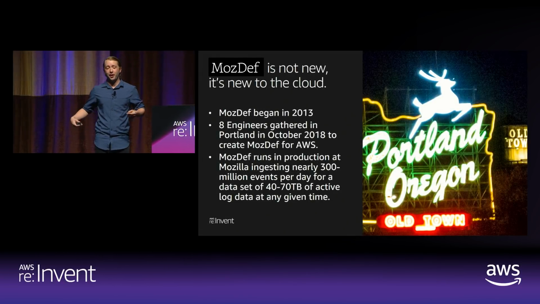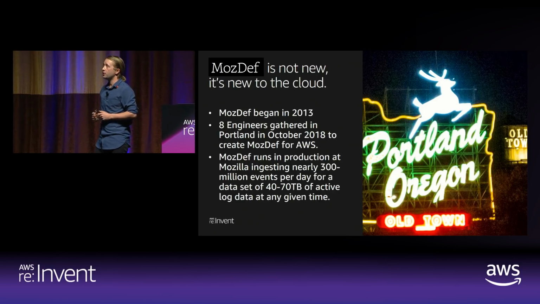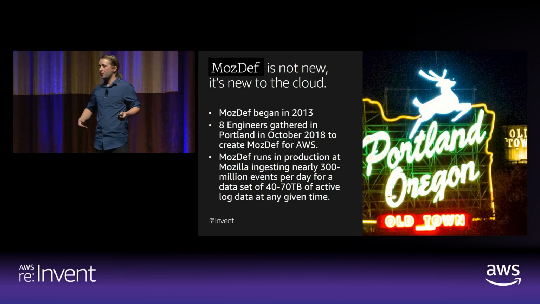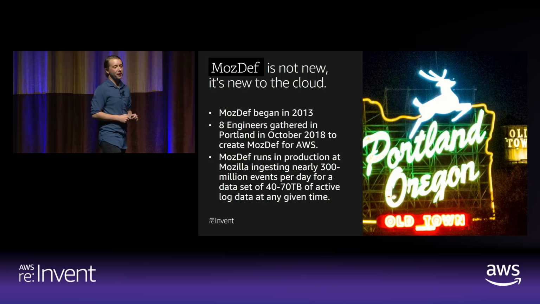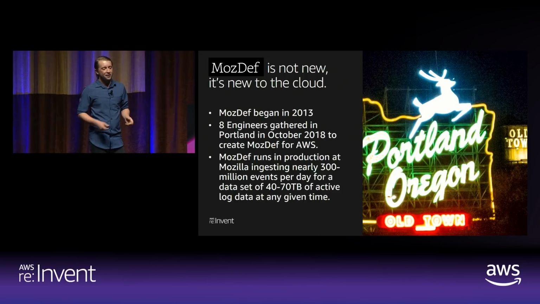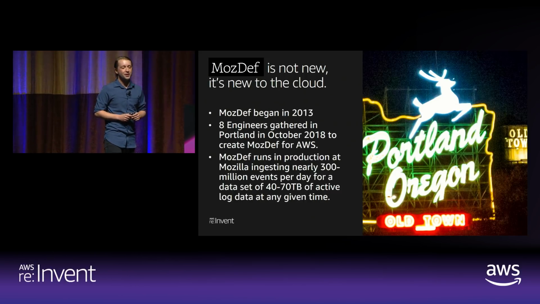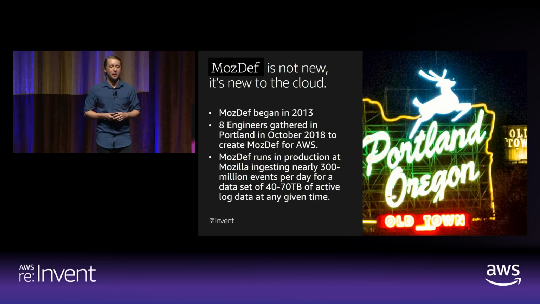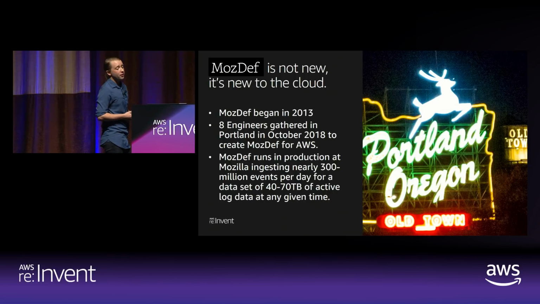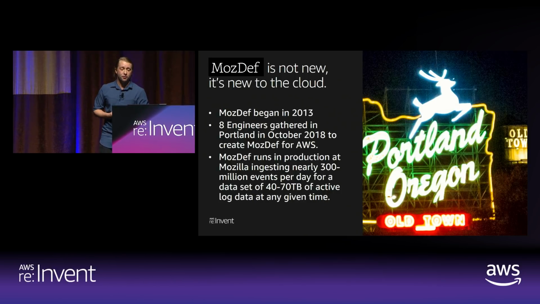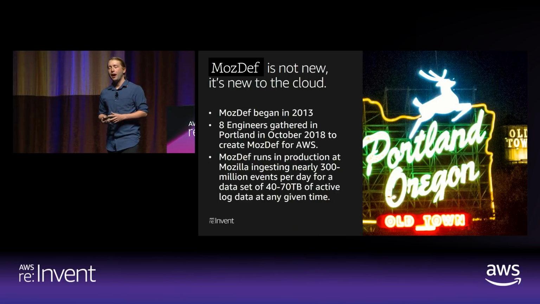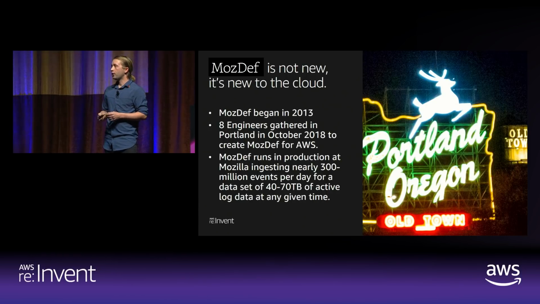So MozDef isn't new. MozDef is new to the cloud. MozDef is a project that we started at Mozilla in 2013. And we decided that it was time to make it more accessible to the public. So we got together in October of this year. Eight engineers spent five days to create what we call MozDef for AWS. For us, MozDef currently does run in production at Mozilla. It's our only SIEM, and it ingests nearly 300 million events per day for a total active data set of 40 to 70 terabytes of data that we have at any given time to do after-the-fact timeline reconstruction or alerting.